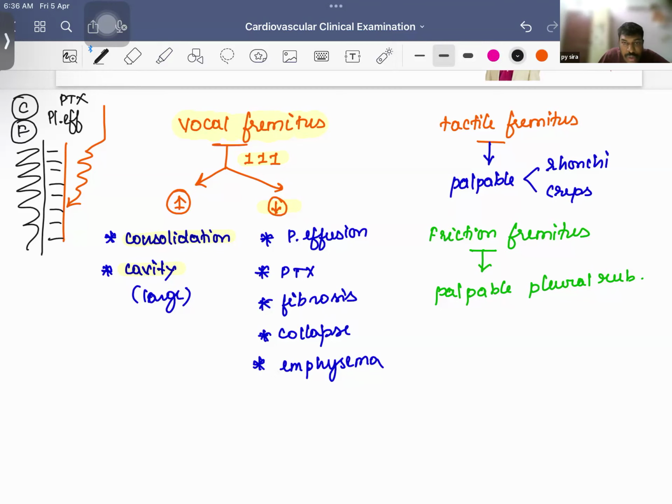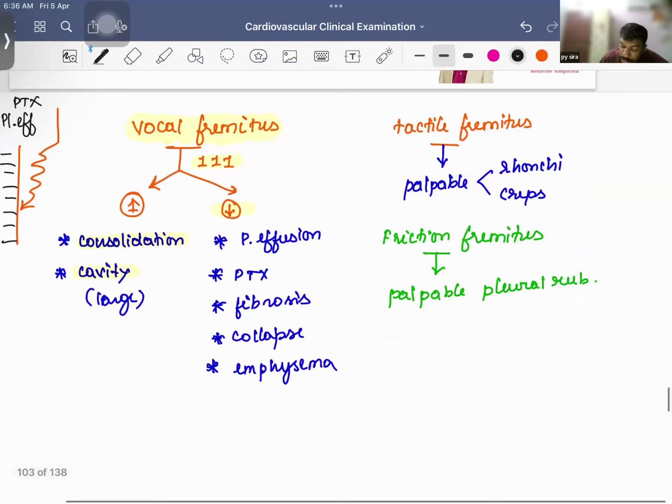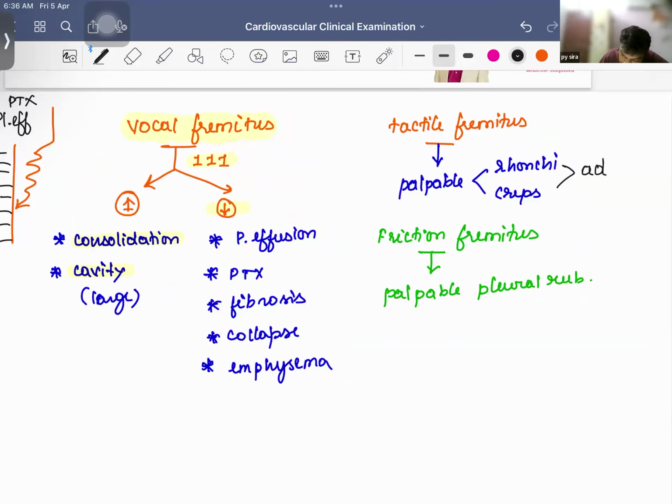Then here you're going to do something called tactile fremitus also. Tactile fremitus is palpable adventitious sounds. Whenever you palpate and are able to feel the rhonchi and crepts, it is called tactile fremitus.